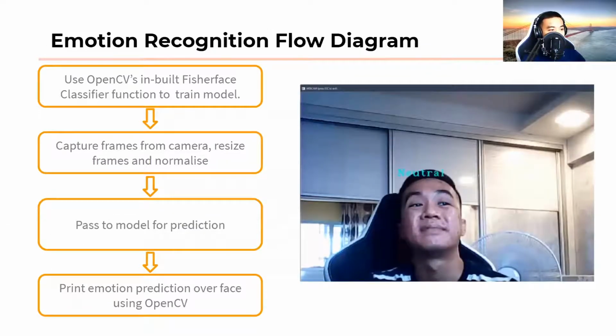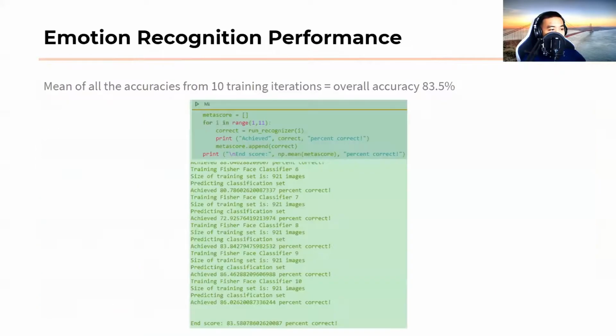So, in this flow diagram, we have the first step as the training process described earlier. Next, to enable real-time prediction with a camera, we capture the frame from the camera and similarly resize and normalize it. Then, we pass it to the model for prediction and print the emotion prediction over the user's face using OpenCV. On the right, you can see a short GIF demonstrating the 5 emotions being recognized. All in all, our emotion recognition performance was able to achieve an overall accuracy of 83.5%.